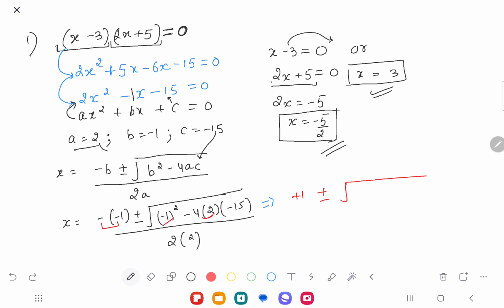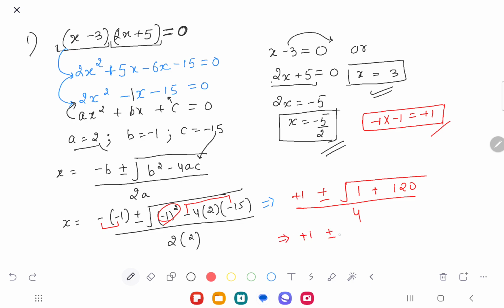So minus 1 square shall become 1, because minus 1 times minus 1 becomes plus 1, isn't it? And 4 times minus becomes plus. 4 times 15 times 2 becomes 30, and 30 times 4 becomes 120, and that is 120 over 4. So it shall become plus 1 plus minus under root of 121 over 4. Are you understanding?